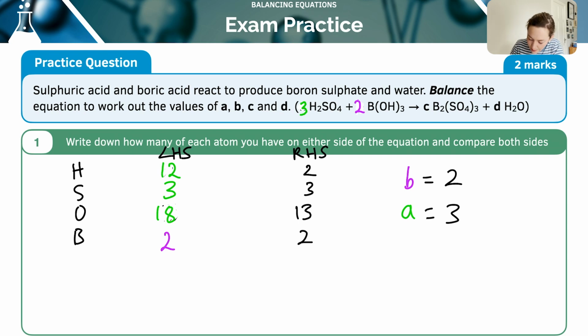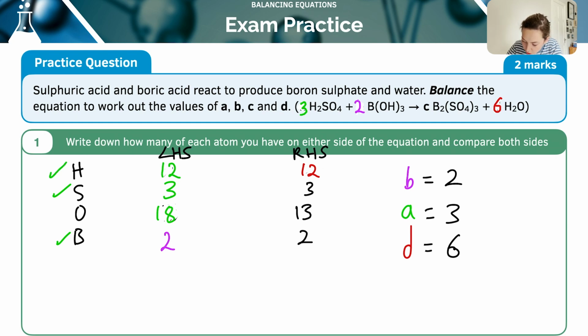So I've got my sulfur and my boron balanced. Now remember, as I go along, I might end up unbalancing certain elements, and that's fine. So then I'm going to look at the water first. With the hydrogen, I've got 12 on the left-hand side and I've got 2 on the right-hand side. If I put a 6 in front of the D, so let's make D equal to 6. If I get rid of that and put a 6 there, then that is going to change my water, and that's going to make that 12. Fantastic. So that's now balanced.